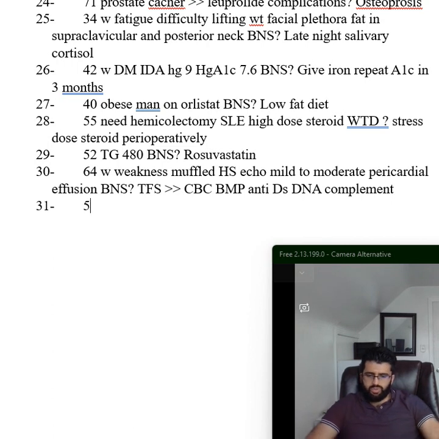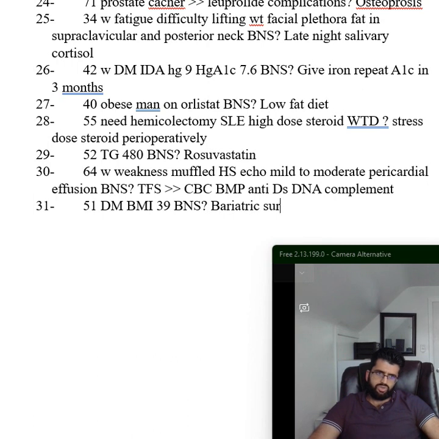So now, 51-year-old diabetic, BMI 39. What's the best next step? You do bariatric surgery. It's the one that achieves good glycemic control. They'll tell you, okay, how do you achieve good glycemic control? It's bariatric surgery.